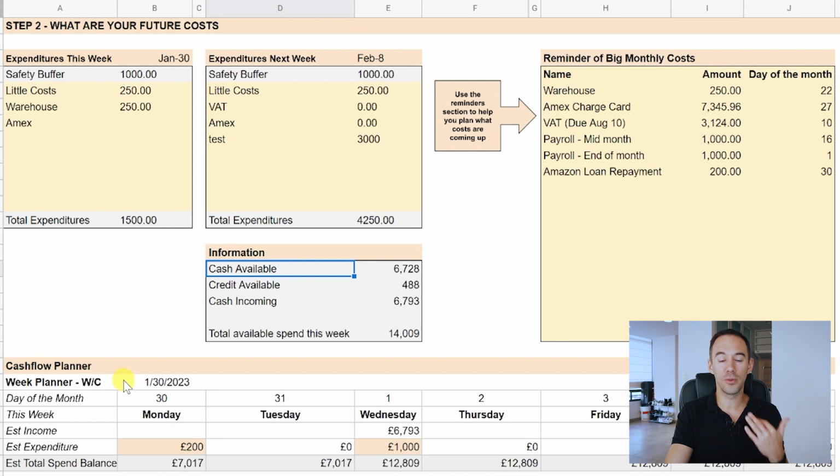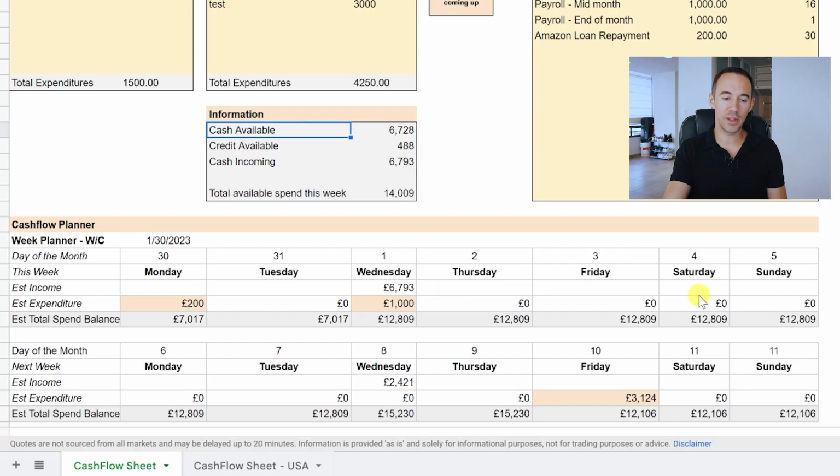Then the final thing it's going to do on this section is map out what your bank balance is going to look like over the course of the next 2 weeks. So we've got the cash flow planner down the bottom here. It's going to say week commencing. It's going to say the day of the month. So 30th, 31st, 1st, 2nd, 3rd. What day of the week is it? So Monday, Tuesday, Wednesday, Thursday, Friday, Saturday.